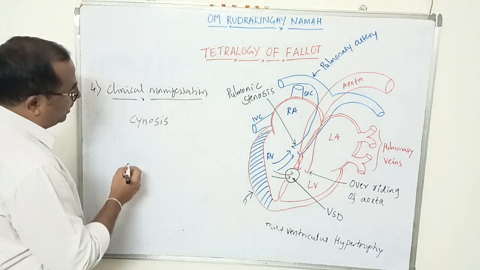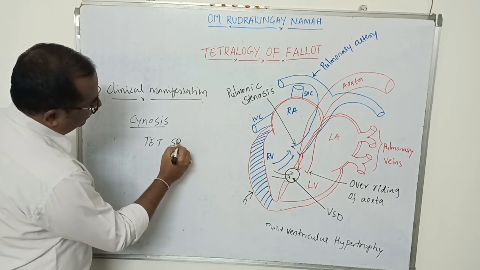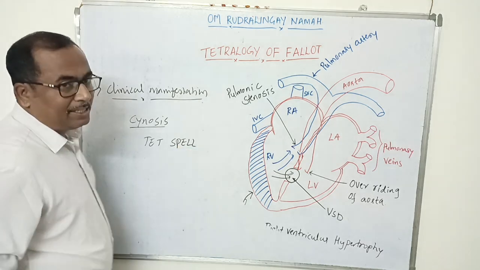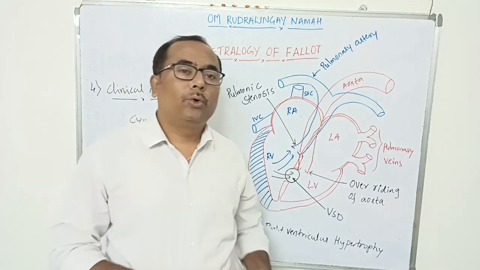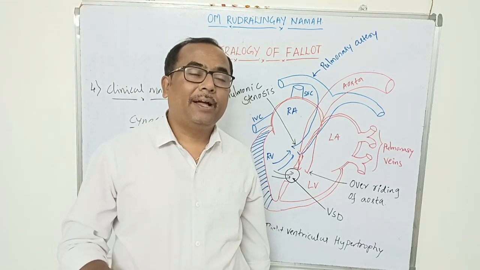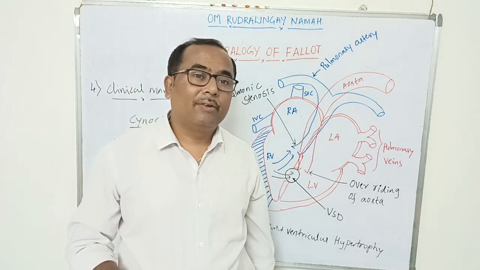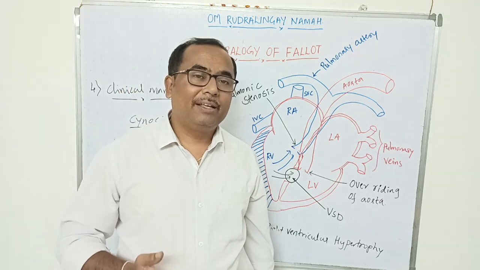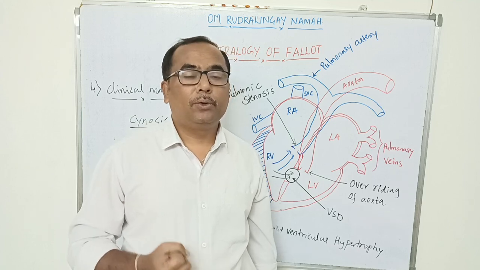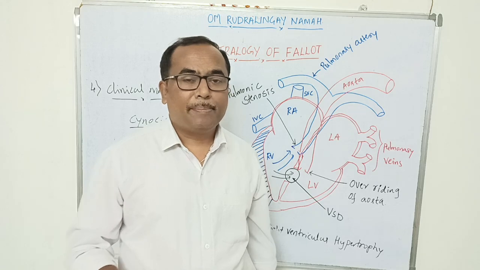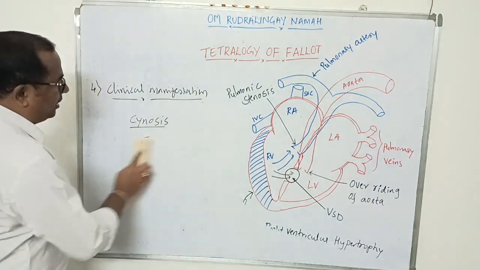That bluish discoloration will be there, and we can also see there is a tet spell. Tet spell means the baby's skin will turn blue. The skin, nail, lip, and tongue will turn blue after feeding or after crying. So this episode is known as a tet spell. Okay, and apart from this, what are the other manifestations?